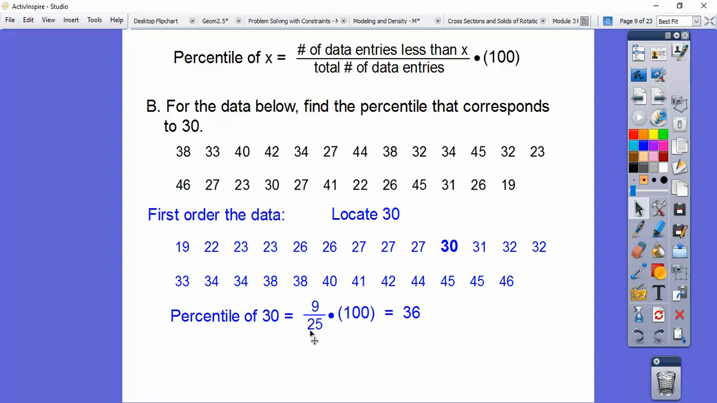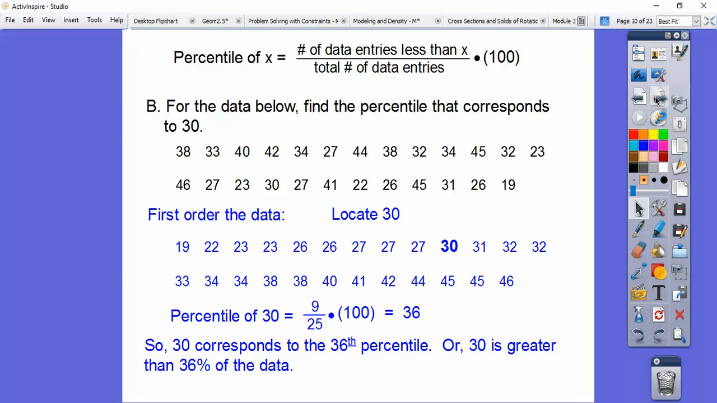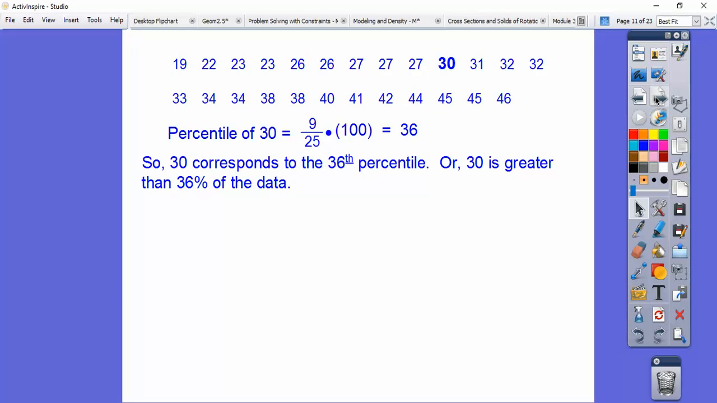So 9 divided by 25 will give us a decimal, so multiply it by 100 to move the decimal over 2 places. That gives us 36, so that's the 36th percentile. 30 corresponds to the 36th percentile, or 30 is greater than 36% of the data.